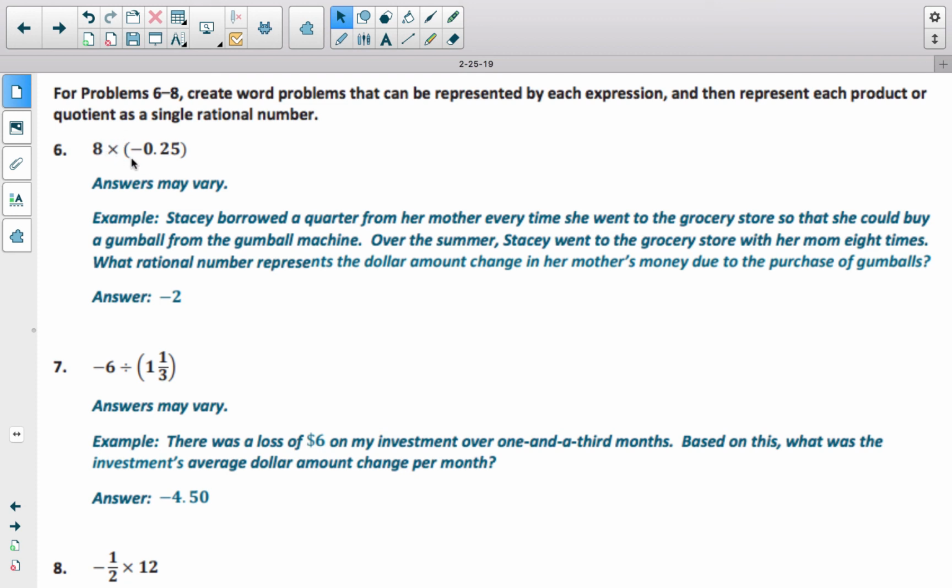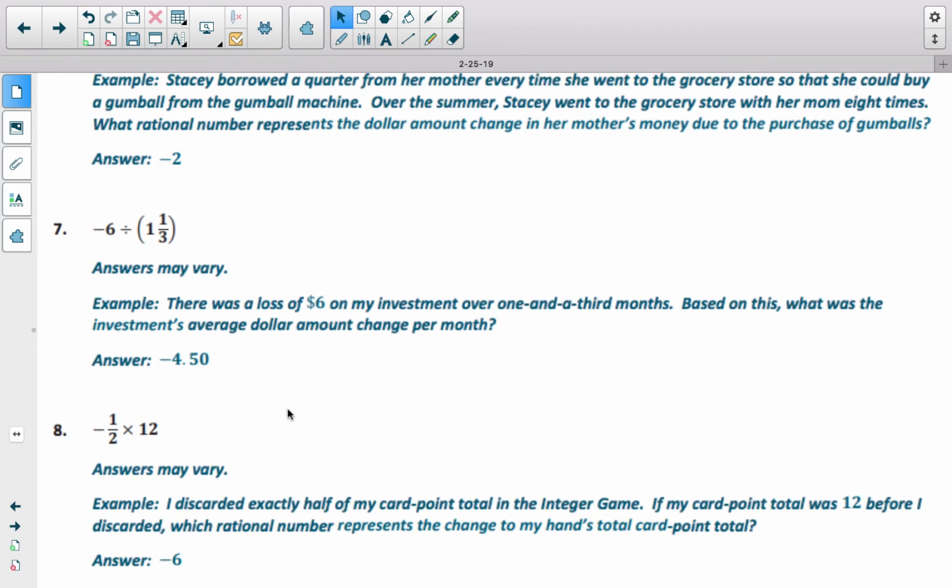So you have those 8 visits of 25 cents each time. The answer is negative 2, meaning her mom ended up spending $2 for these gumballs for her daughter. For 7, there was a loss of $6 on an investment over 1 1/3 months. Based on this, what was the investment's average dollar amount change per month? Negative 6 divided by 1 1/3 is negative 4.5. Because they're different signs, your quotient will end up being negative. And really, if I'm dividing this mixed number, I'm switching it to an improper fraction and then dividing.